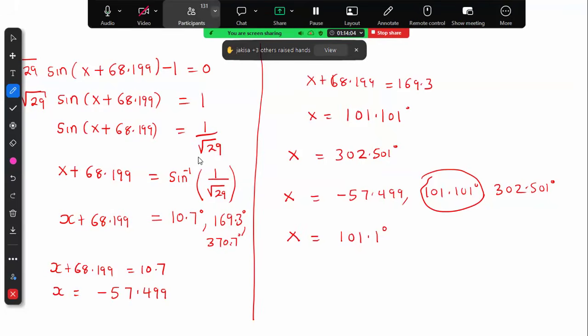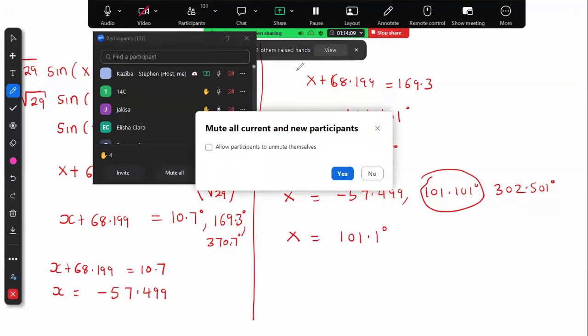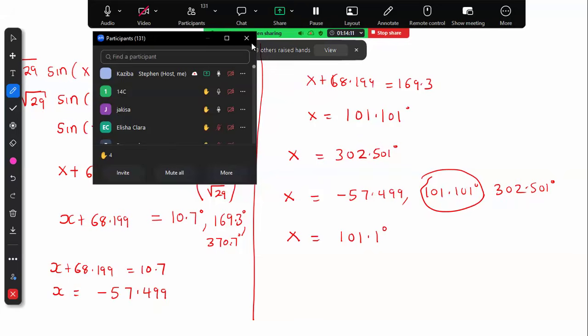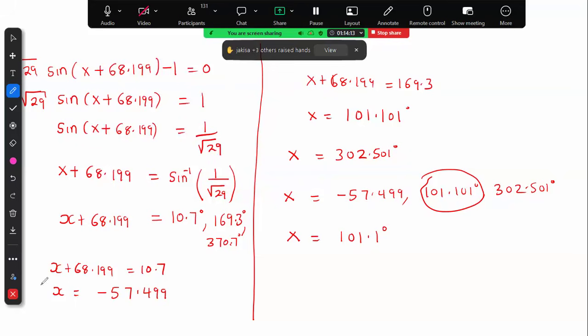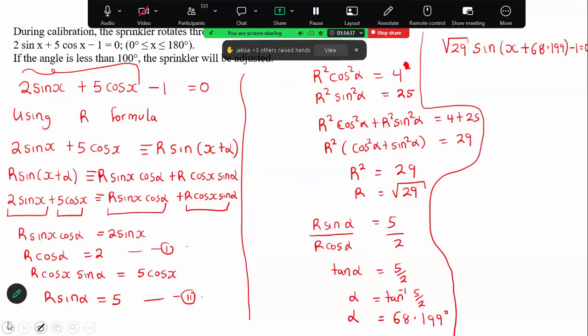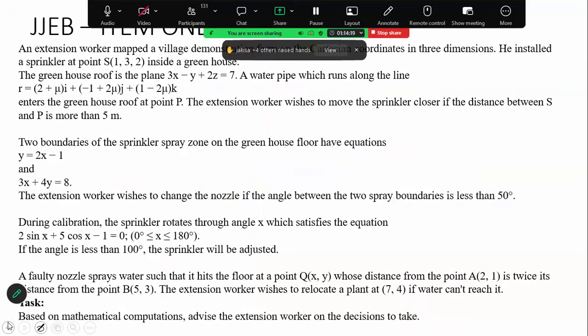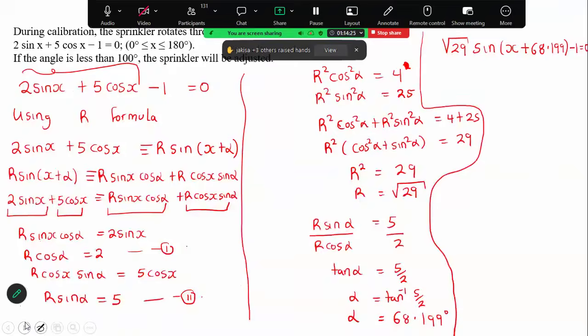Yes, good morning, sir. Morning. Sir, my question is about the first part at the beginning. I'm asking, what if the angles they have given us there are not the same? Like our 2 sine x plus 5 cos of x minus 1, the angles are not the same.